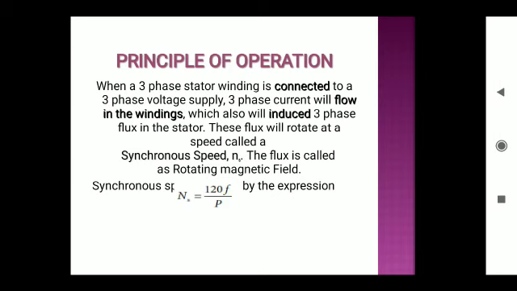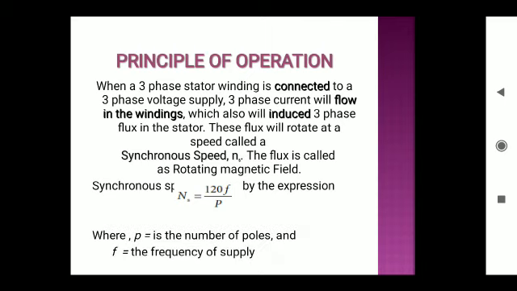The synchronous speed is given by the expression, that is ns equals 120 f by p. Here p is the number of poles and f is the frequency of the supply.